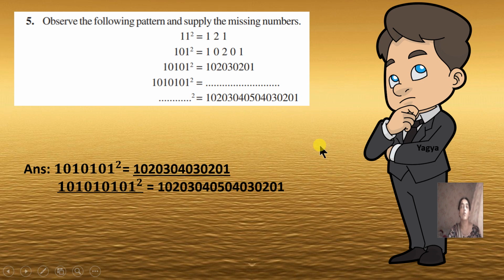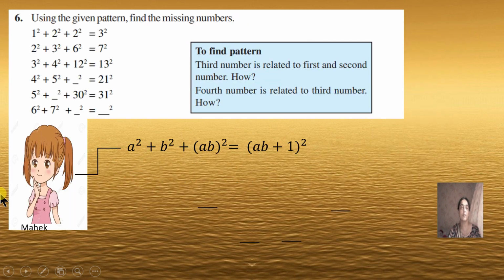Now let's move to the sixth pattern. Using the given pattern, find the missing numbers. Who is going to answer? Mahek. Mahek is going to answer this. Now 1 square plus 2 square plus 2 square is equal to 3 square. She's observing. While she's reading, she's taking in the pattern.